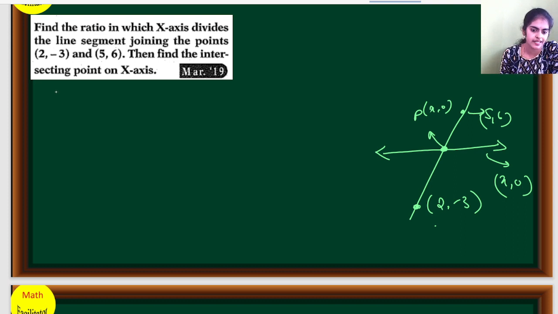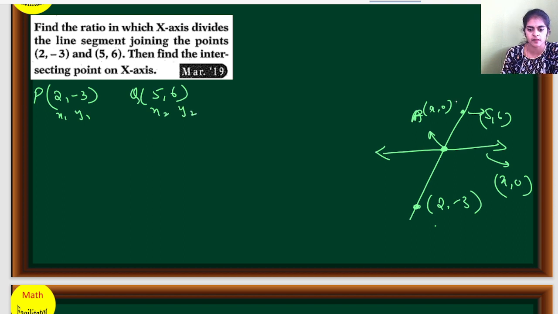Firstly, let me take the points as (2, -3) and (5, 6). Let us take x1, y1, x2, y2 in the given order. I'm taking these as P and Q, and the point of intersection as A. This is x1, y1, this is x2, y2. I'm taking this point as P and this point as Q.